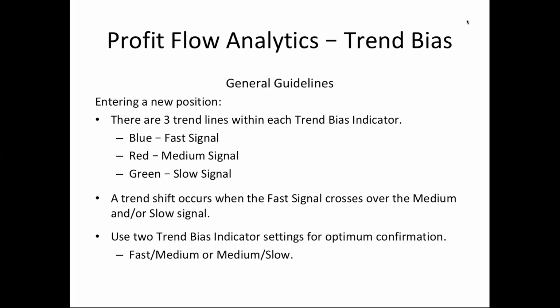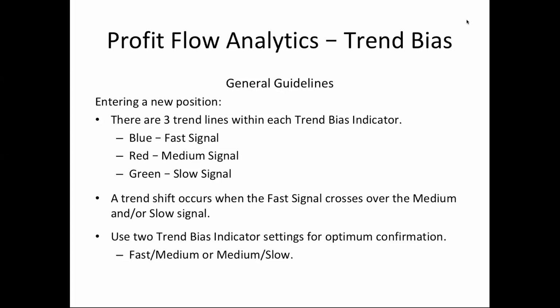When you're entering a new position, the trend bias indicator has 3 lines to it. It basically consists of 3 individual trend bias factors. There's a blue line, which is referred to as a fast signal. There's a red line, which is a medium signal, and there's a green line, which is a slow signal.